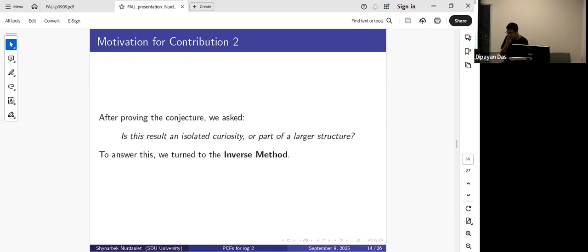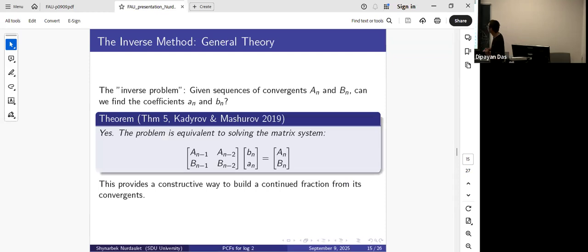So what if we know the big An and Bn? Can we find the coefficients of small an and bn? It turns out that it's possible. Theorem 5, which was written in 2019 by Khadrov and Mashurov, shows us a matrix relation of how they're related. So again, from here, what we get is a second order linear recurrence relation. So what can we do to find bn and an? We can take the inverse of this matrix from both sides.